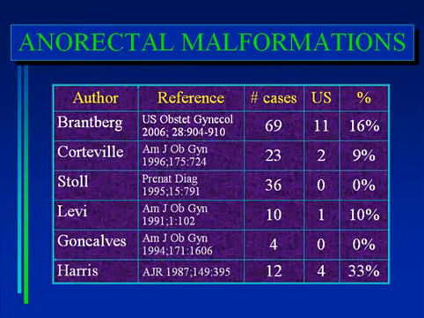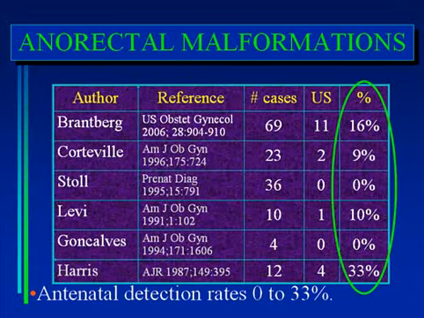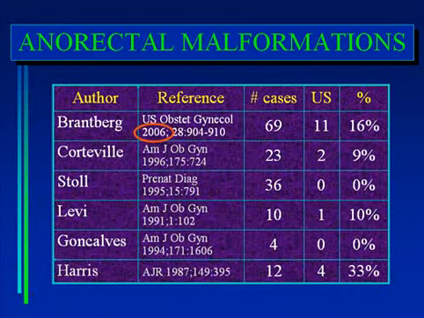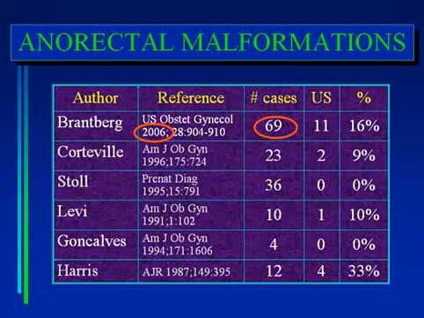There have been multiple studies that have looked at the frequency of identification of anorectal malformations at antenatal ultrasound, and all of them show very poor results. Antenatal detection rates of 0 to 33% in all of the studies. In fact, even in the recent most largest of these studies, of 69 cases of anorectal malformations, only 16% were detected with antenatal ultrasound.